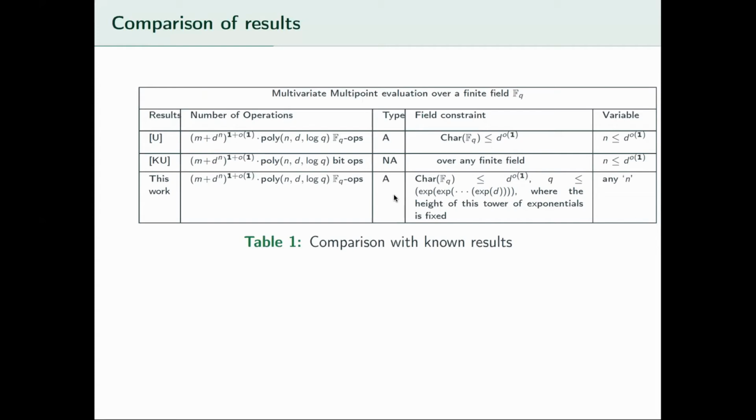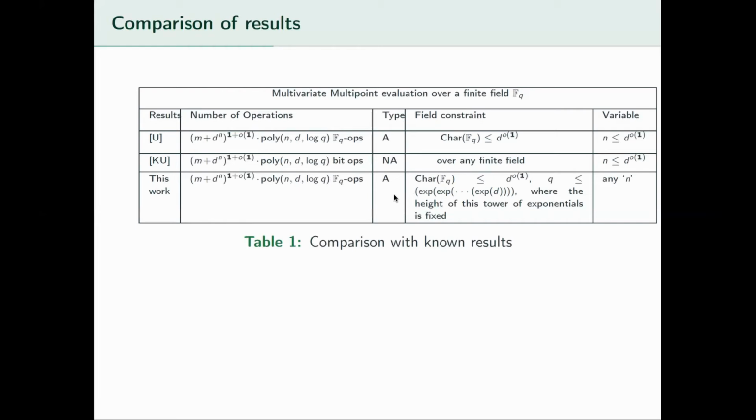Here I compare the results of Umans, Kedlaya-Umans, and our work. You can see the number of operations is roughly the same up to lower order terms in all of these works, so they are all nearly linear in the input size. Umans' algorithm was the first where he got this field characteristic constant as well as the number of variables constant. That algorithm was algebraic, so it uses only basic operations over the underlying given field. But in the case of Kedlaya-Umans, the algorithm was non-algebraic. They removed the constant that the field characteristic should be small, so they gave it over any finite field. Maybe the field size is not too large in their case.